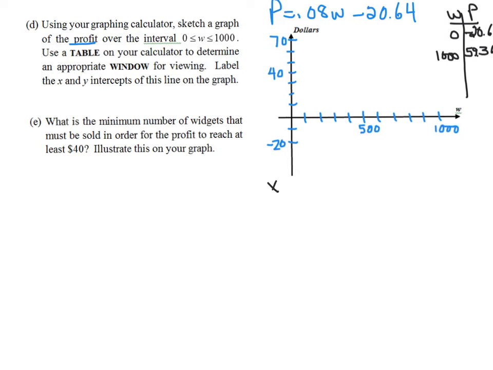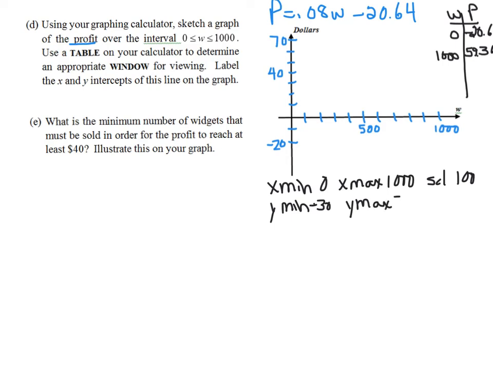So this time I'm going to make my x-min still be 0. My x-max is going to go up to 1,000, and I'm still counting by a scale of 100s. For the y-min, this time I need to consider some negative values. So let's make our y-min be negative 30. Let's make our y-max go all the way up to 70. And we're going to make our scale on the y-axis go by tens. So adjust your calculator window, hit graph, and then go ahead and graph this function. Pause the video while you do that.